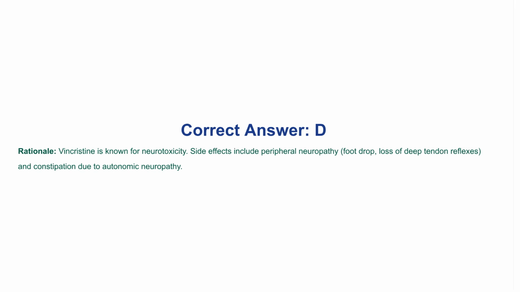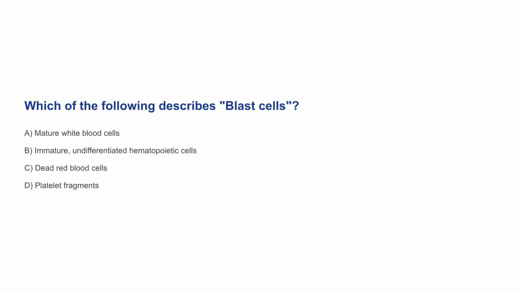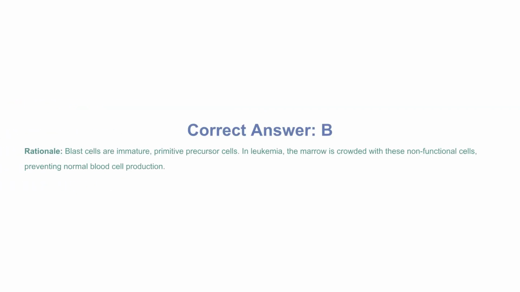and also for constipation. Which of the following accurately describes blast cells? The correct answer is B. Blast cells are immature, undifferentiated hematopoietic cells that accumulate in the bone marrow and prevent normal blood cell production.